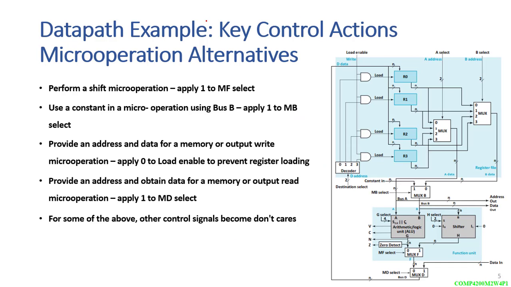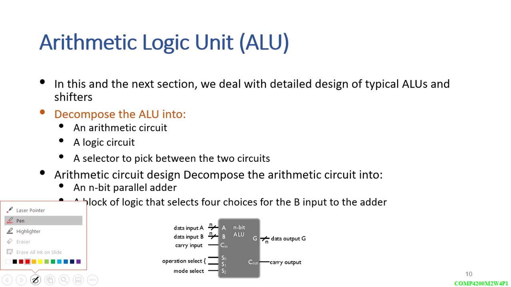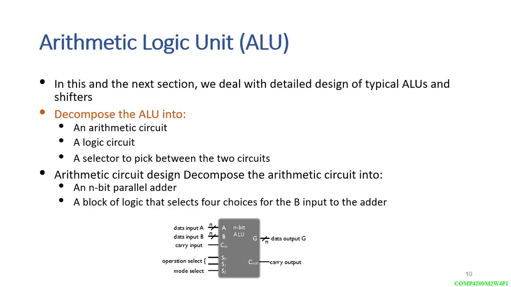Now, the key controls are MF, which is used to select the arithmetic and logic unit, and MB, which is used to select whether I'm taking an input from bus B or from a constant N. MB is used for bus B or constant N. MD is used for function unit or data input. And the decoder is used to set our destination value. Now, before continuing, let's start talking a little bit about our arithmetic and logic unit, the ALU.